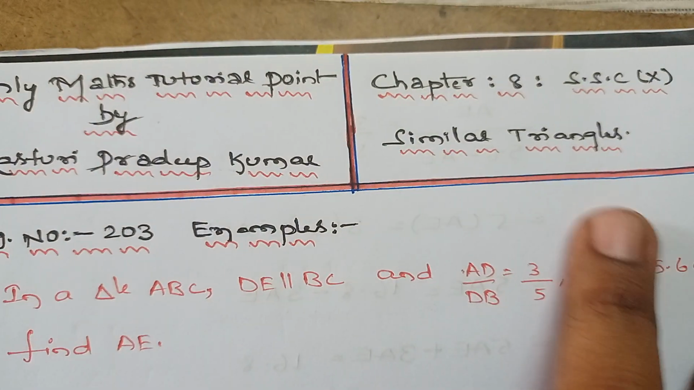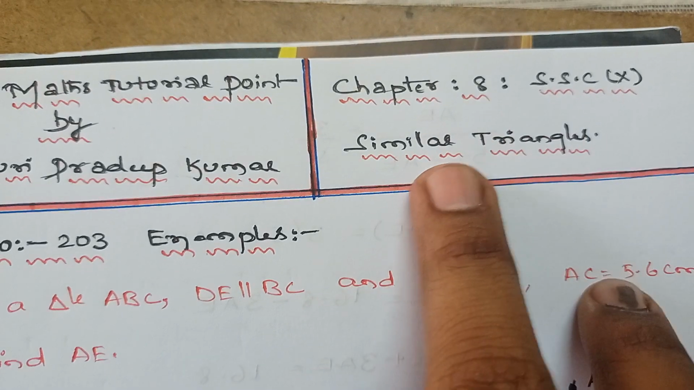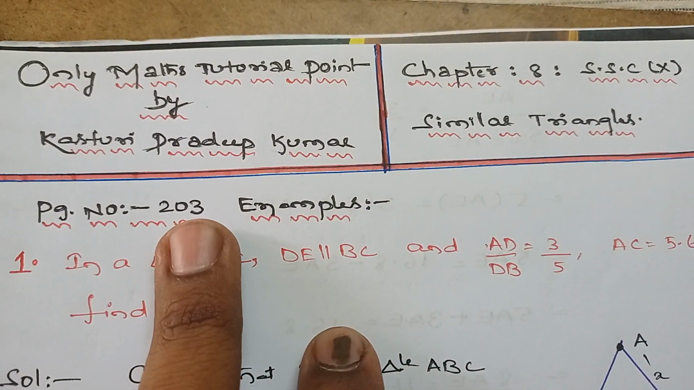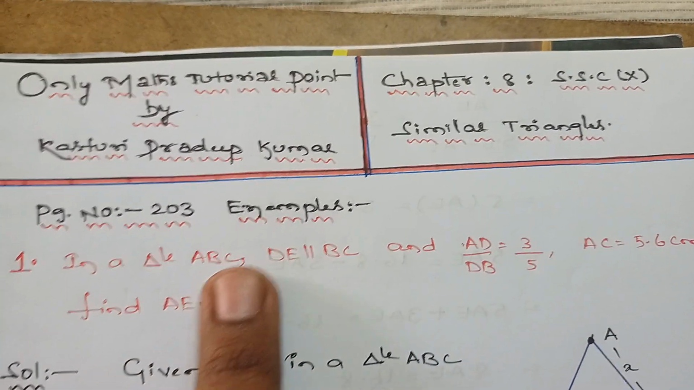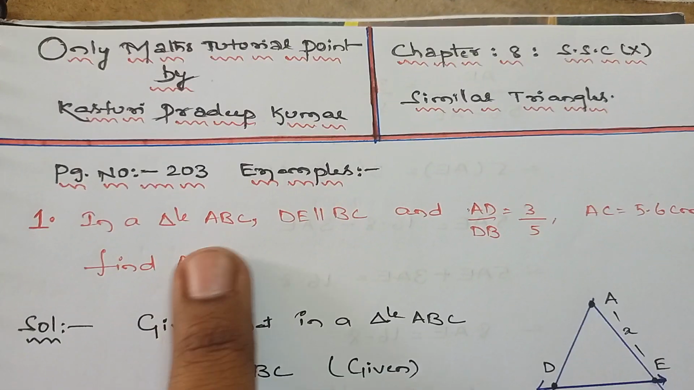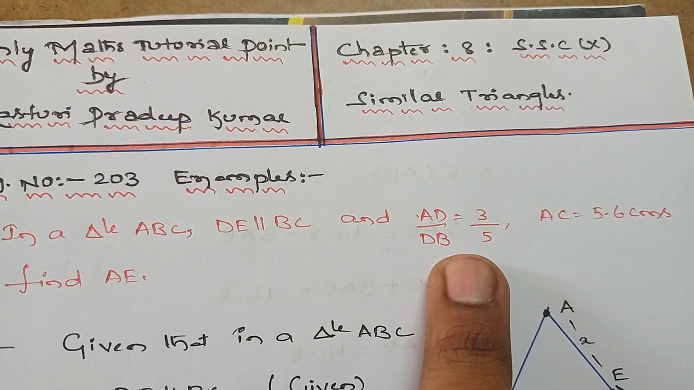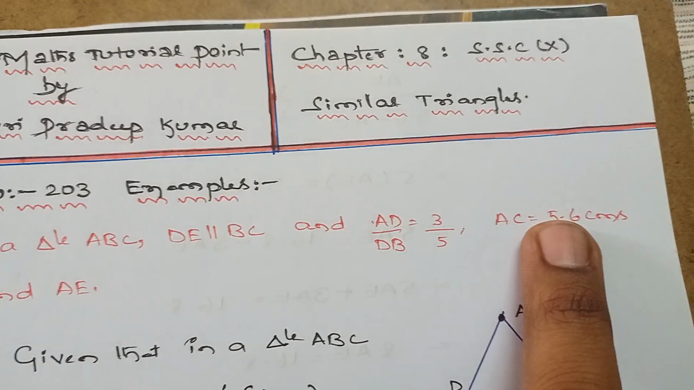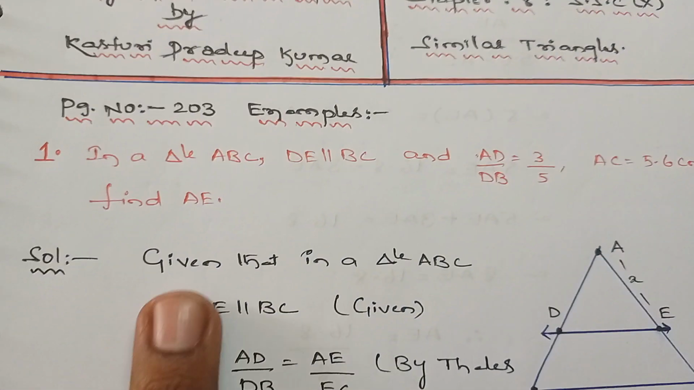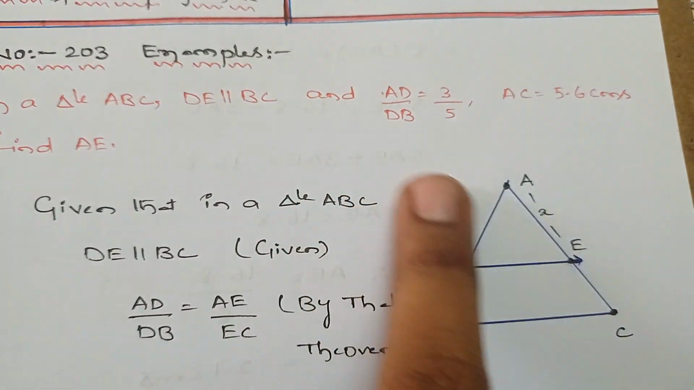Today we are going to discuss chapter 8, state syllabus 10th class, similar triangles, page number 203 examples. These are the sums based on BPT, the Basic Proportionality Theorem. In a triangle ABC, DE is parallel to BC and AD by DB is given as 3 by 5 and AC equal to 5.6 centimeters. Find AE. So draw a rough figure based on the given dimensions.